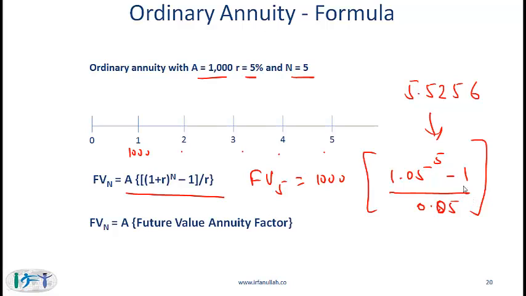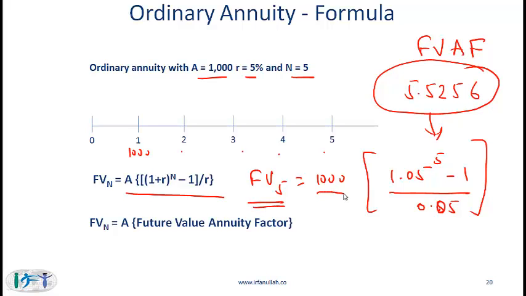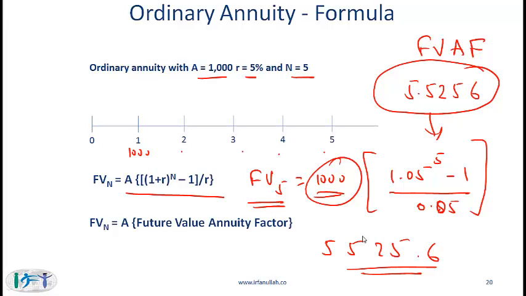If you do the calculation, you should get 5.5256. So this is the future value annuity factor. To come up with the future value, you take the annuity payment 1000 and multiply it by the future value annuity factor, and you will get 5525.6, which is the same answer that we got on the previous slide. On the exam, if you are given the annuity number and the future value annuity factor, you simply need to multiply the two numbers to get the future value.